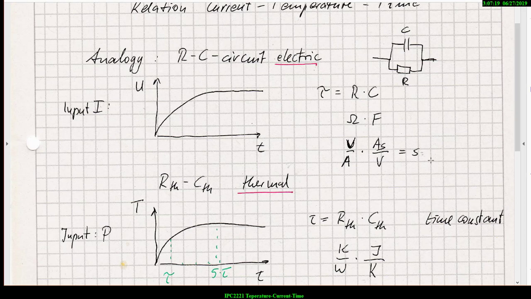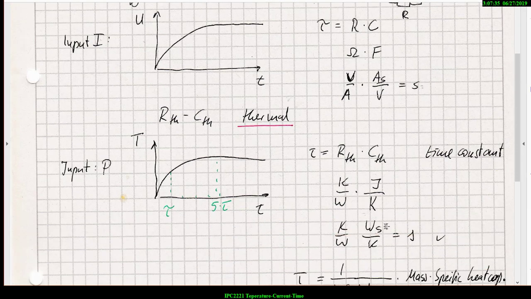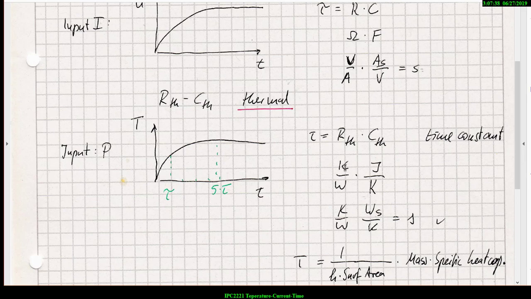In the thermal analogy, we have to replace the electric resistance by a thermal resistance of the board to the ambient, and the electric capacity by the thermal capacity. This product is also some time. Thermal resistance, Kelvin over watt, and thermal capacity, a joule per Kelvin. A joule is a watt second, and the result of the product is seconds.